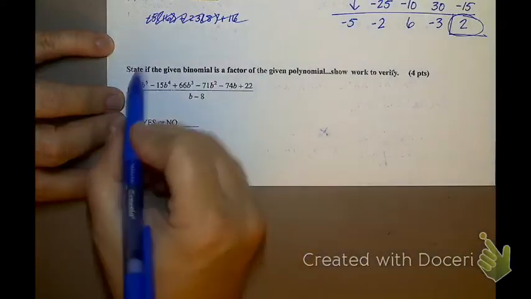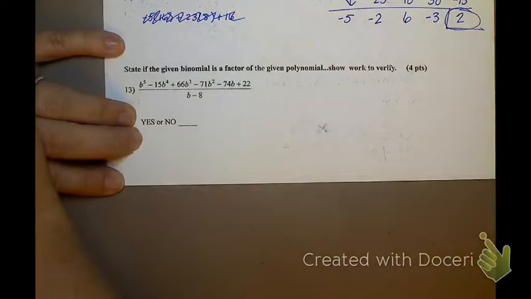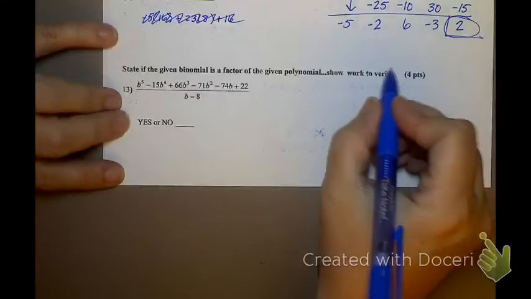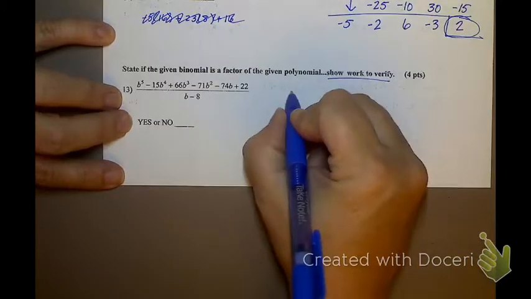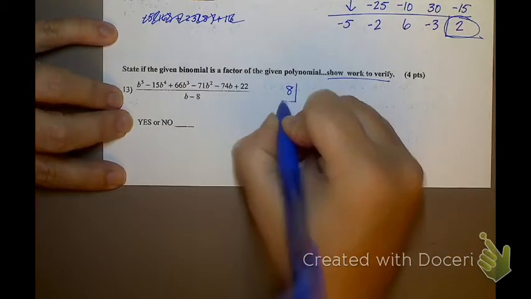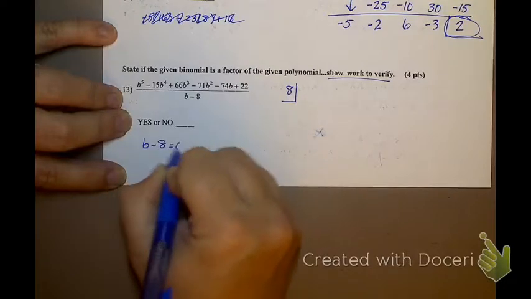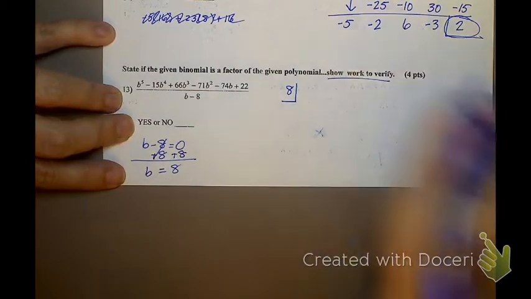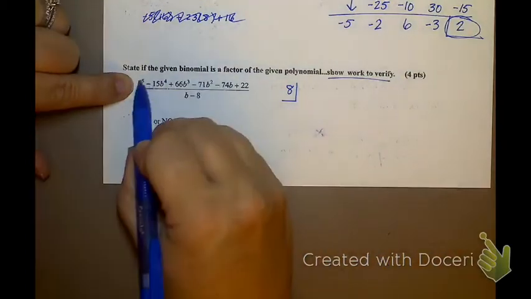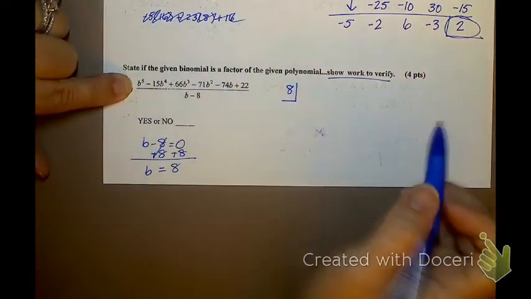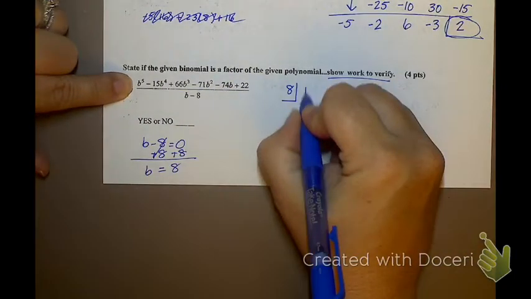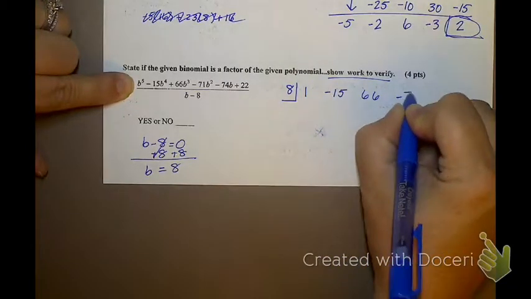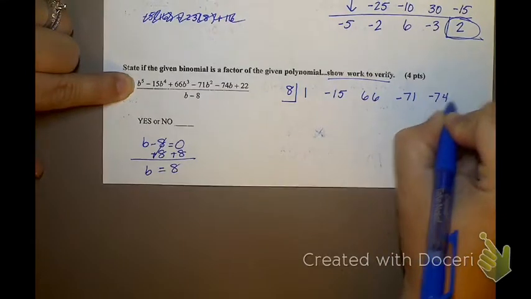Okay, last one. State if it's a factor. How do I know if it's a factor? If the remainder is 0. So, I do need to show work. So what's my box number? 8. And again, where do I get that? I set b minus 8 equal to 0. Add 8. And you get b equals 8. Do I have any placeholders that are needed? 5, 4, 3, 2, 1, 0. No. Okay. So I have 1, negative 15, 66, negative 71, negative 74, and 22.